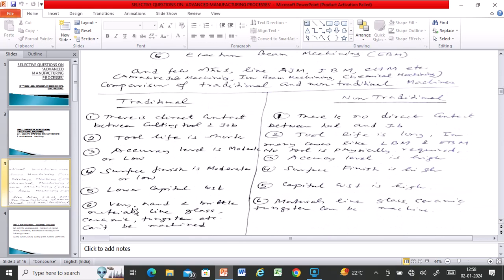The capital cost in traditional machining is comparatively low, and in non-traditional processes, the capital cost is high. Very hard and brittle materials like glass, ceramic, tungsten, etc. cannot be machined in traditional machines, but materials like glass, ceramic and tungsten can be machined in non-traditional machining processes. So these are the differences between traditional and non-traditional machining processes.